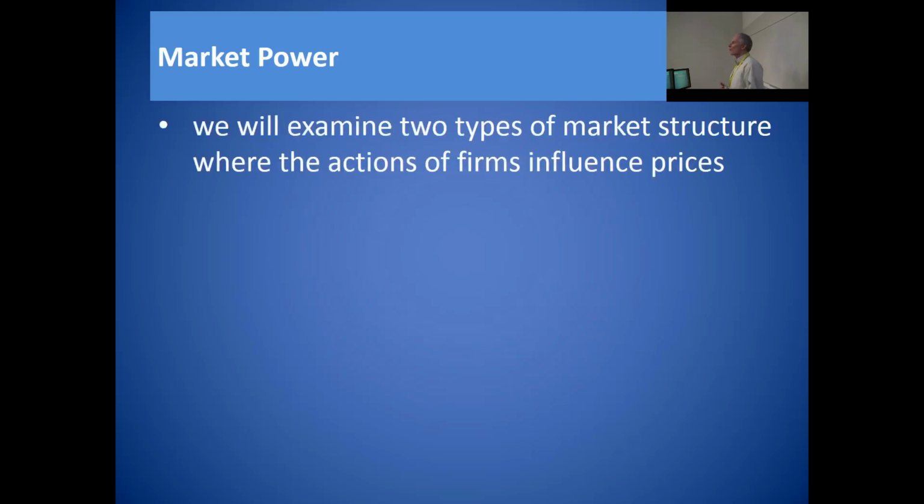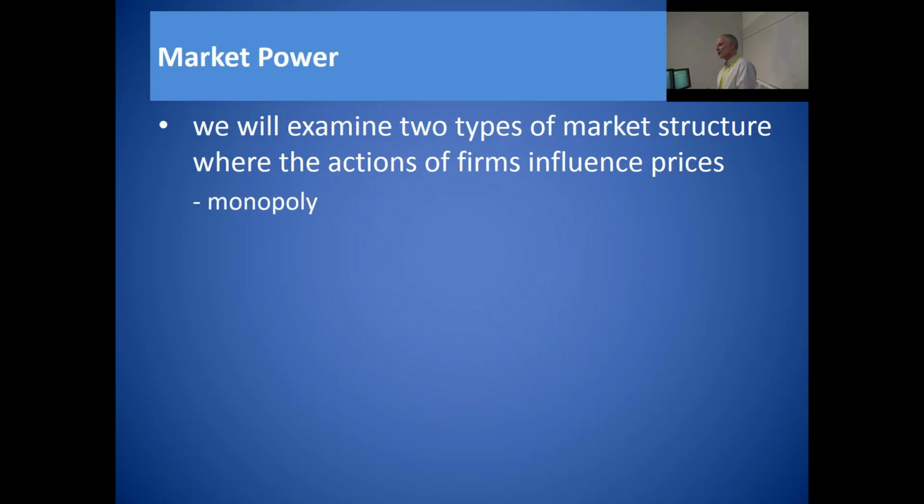Starting for today, we're going to be moving on to our penultimate topic, and that is looking at the idea of market power. Now, a lot of the theory that we've studied up until this point has been looking at competitive markets. Those sorts of markets where the actions of firms do not influence the prices paid in those markets. Well, what we're going to do in today's lecture is look at two types of markets where firms are able to exercise market power, where their actions affect the prices.